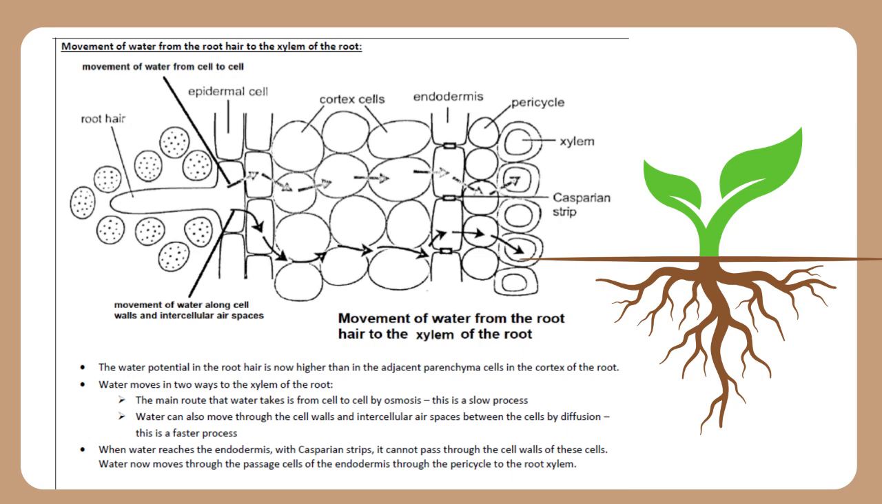Water can also move through the cell walls and intercellular air spaces between the cells by diffusion. This is a faster process. When water reaches the endodermis, with Casparian strips, it cannot pass through the cell walls of these cells. Water now moves through the passage cells of the endodermis through the pericycle to the root xylem.